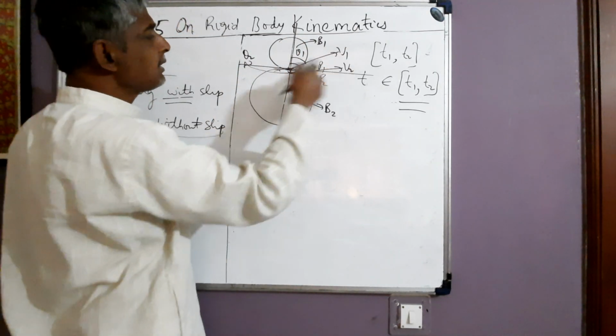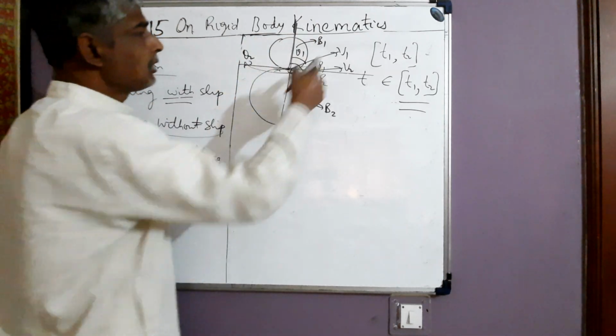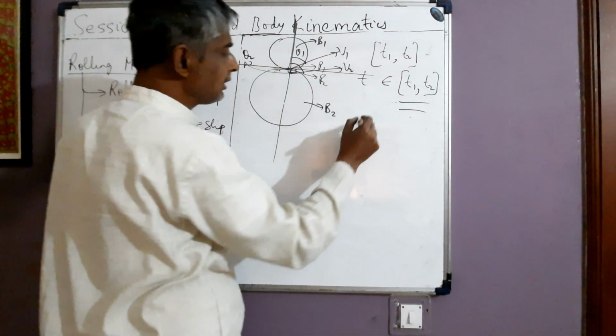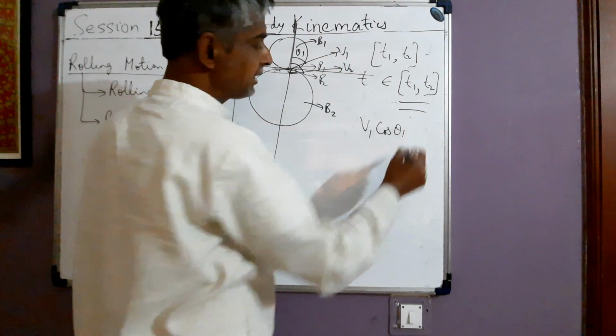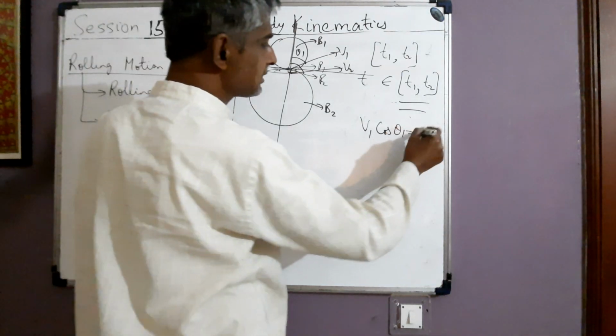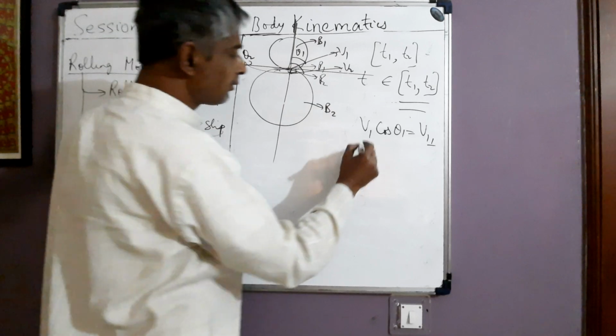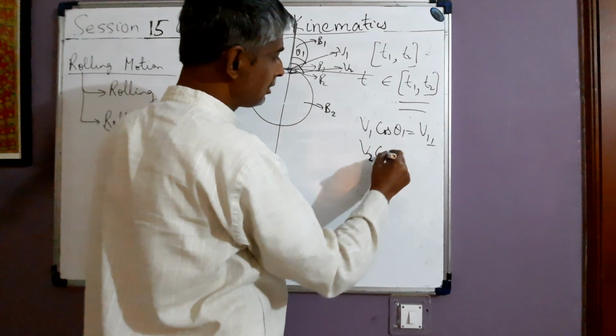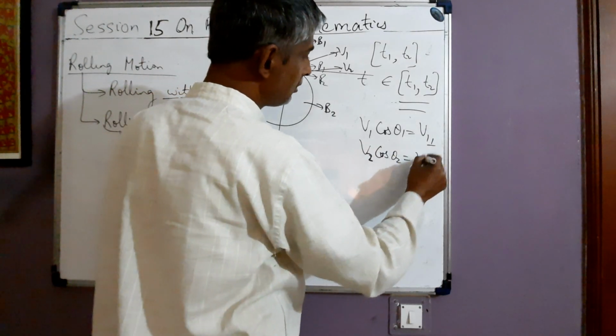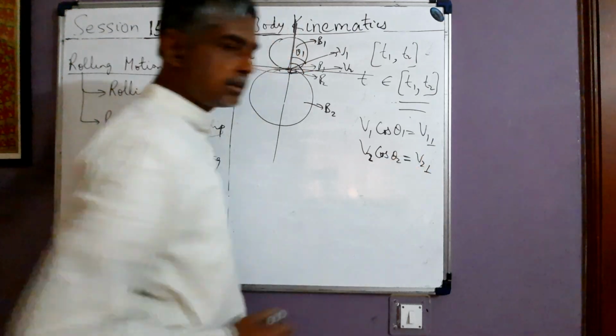Now, component of V1 and V2 along common normal will be what? Component of V1 along common normal will be V1 cos theta 1. Let us call it V1 perpendicular. Component of V2 along common normal will be what? V2 cos theta 2, which is equal to V2 perpendicular, say.